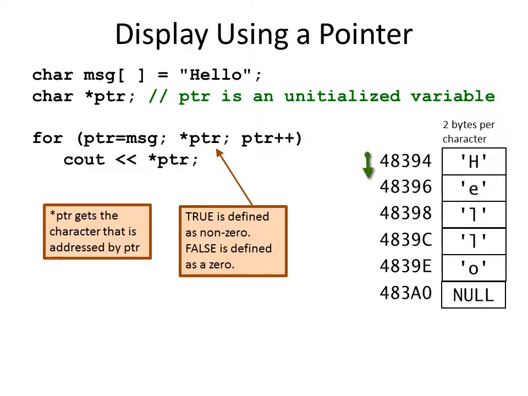I'll work down through the memory addresses, and each time I'll get the data from those memory locations and display it. Eventually, when I end up with the last address, I'll pick up the null byte, I'll fall out of the for loop, and stop displaying.